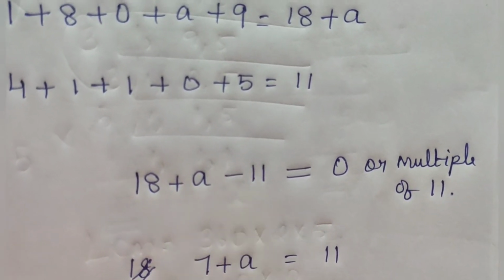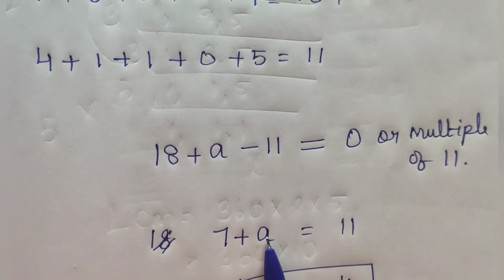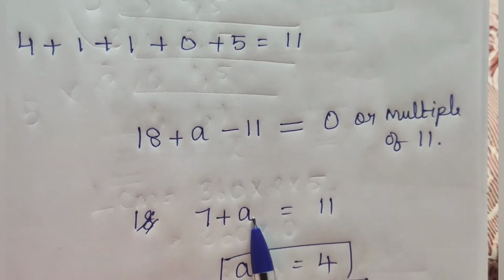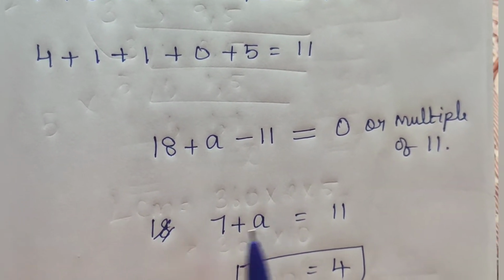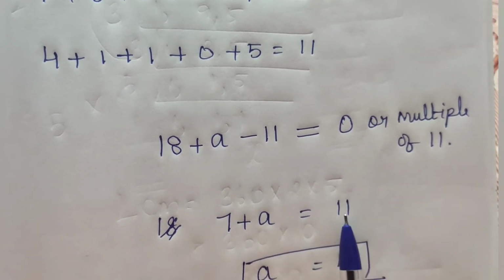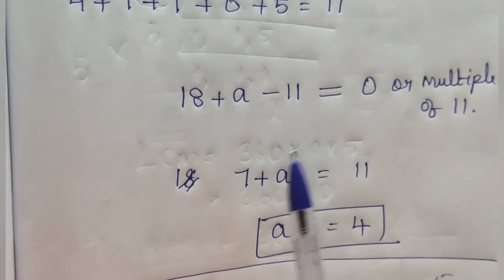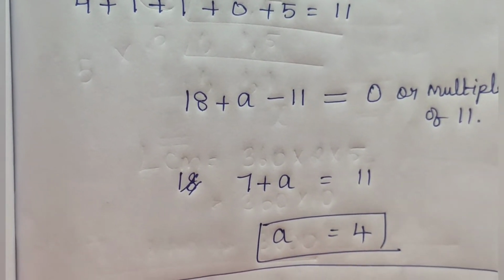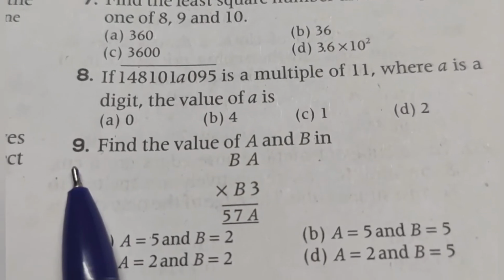So I get 18 minus 11 is 7. 7 plus A equal to. Anyhow this sum cannot be 0. It is more than 0. So which is the next nearest multiple of 11? 11. So 7 plus A is equal to 11. 7 when transposed becomes subtraction, so 11 minus 7, 4. So the digit A is 4. Option B, 4.